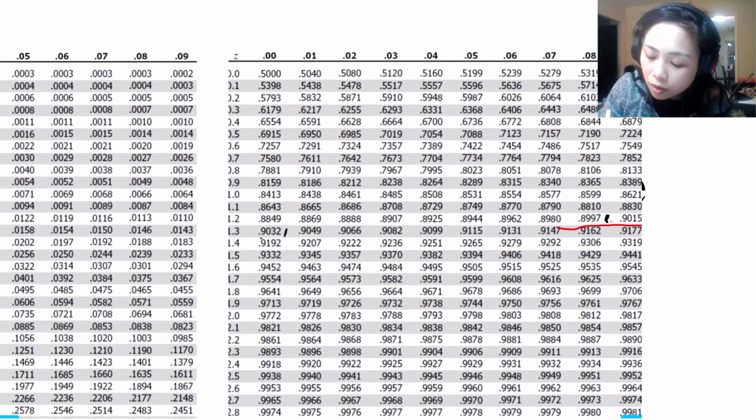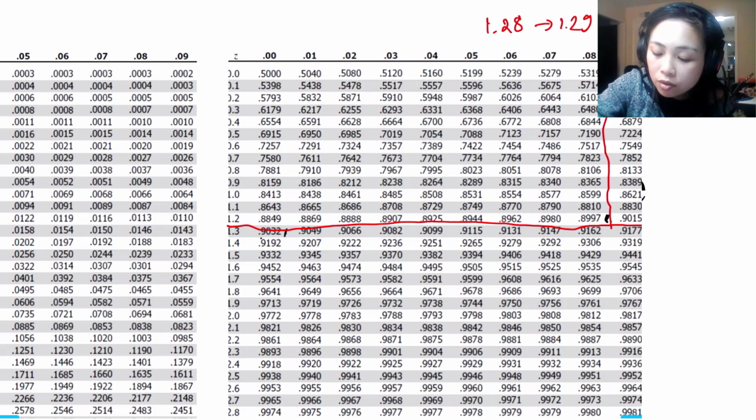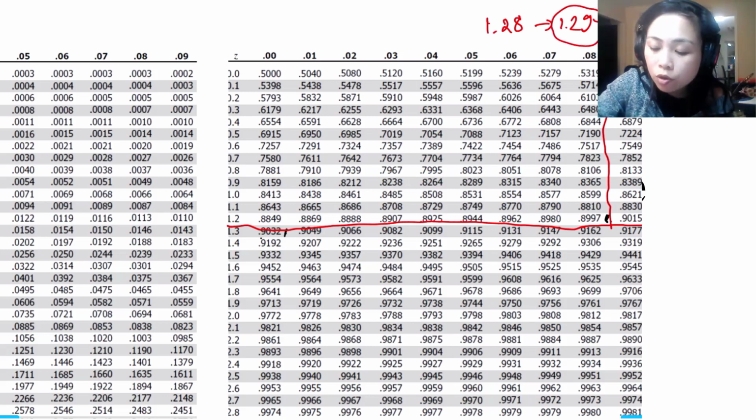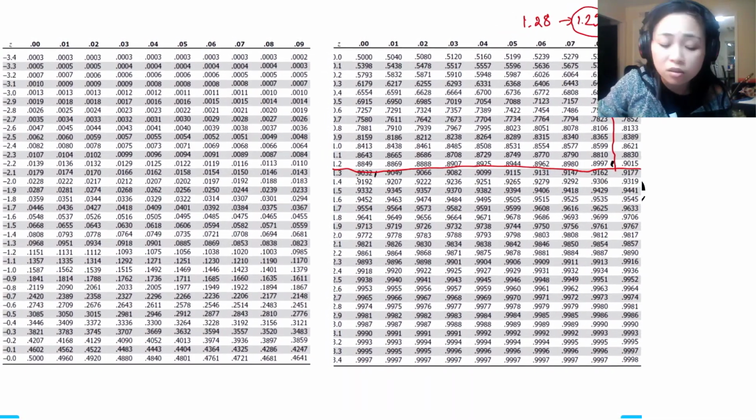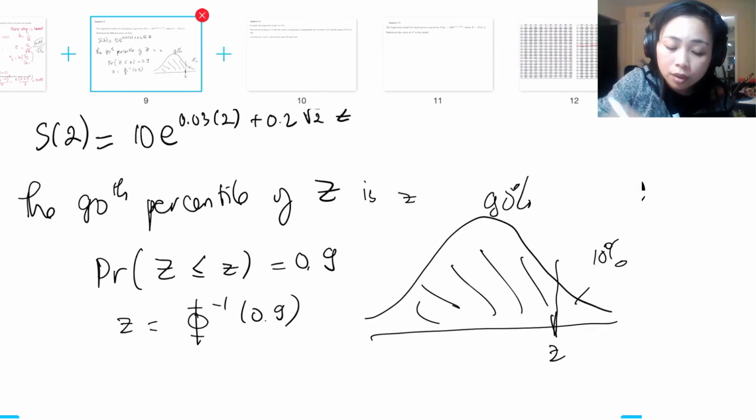I'm going to erase this board because I don't need it anymore. Here is 1.29, right? And I'm going to erase my work right here. So the 90th percentile of S of 2 is 10 e to the 0.06 plus 0.2 square root of 2, and the 90th percentile of the standard normal distribution is 1.29, so we got 1.29.